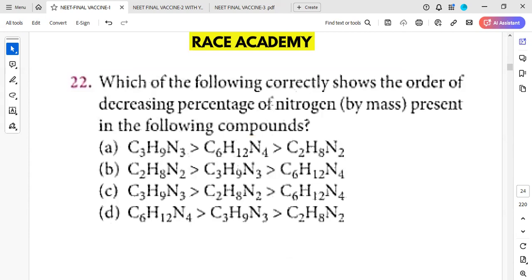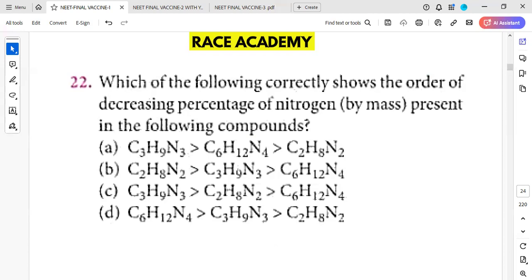Next, 22nd question. Which of the following correctly shows the order of decreasing percentage of nitrogen by mass present in the following compounds? If you calculate the percentage by mass of these nitrogen compounds, the calculation tells us that C3H9N3 has the highest percentage of nitrogen by mass compared to C2H8N2 and C6H12N4. So option C is the right option for this one.